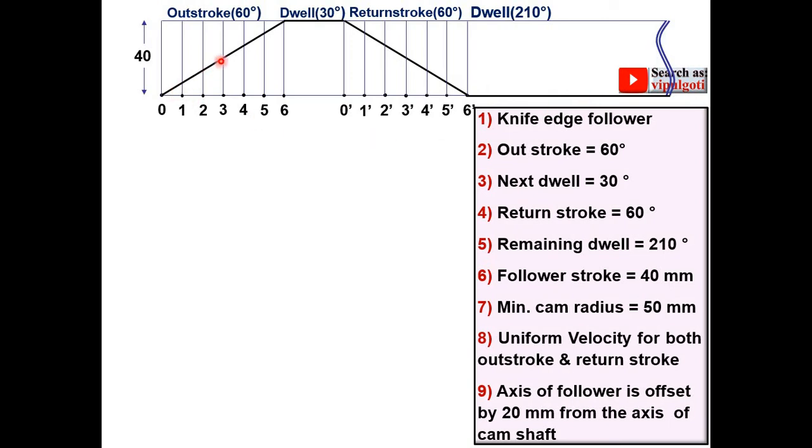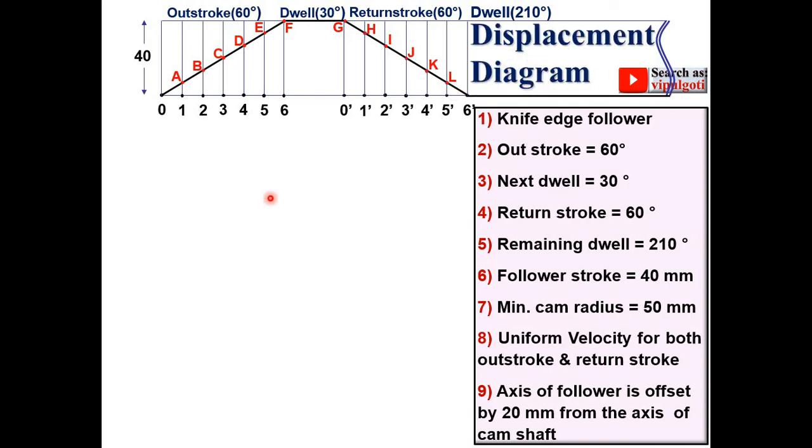Now mark the intersection points and give the names as A, B, C, D, E, F. Similarly, mark the intersection points for the return stroke and give the names as G, H, I, J, K, L. So this is your displacement diagram.